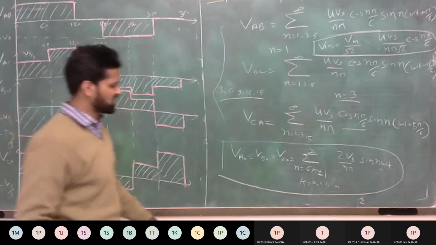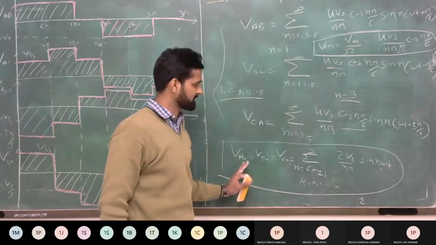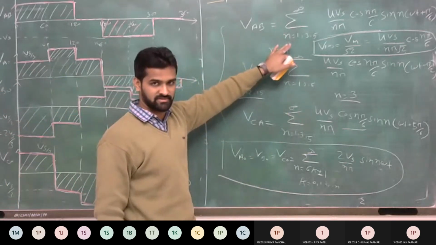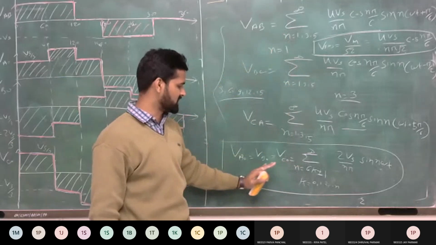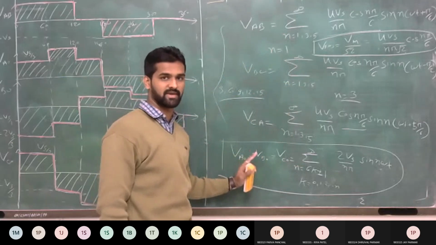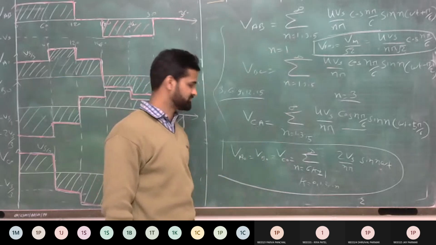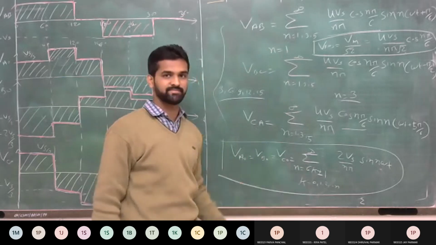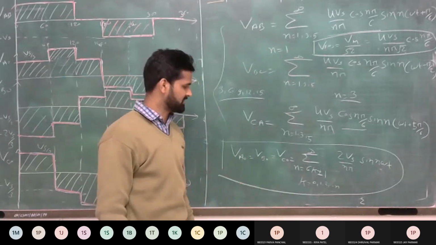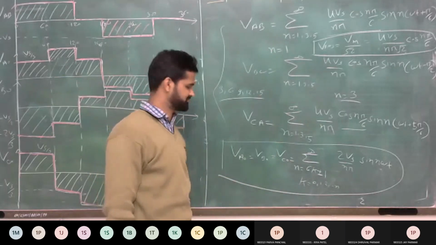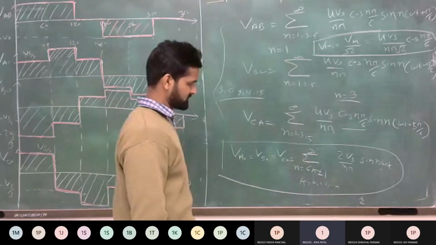Now what is the RMS value of phase voltage? Same like this. This is the RMS value of line voltage. Now what is the RMS value of phase voltage? Can anyone give me the answer? RMS value of fundamental component, so also on this equation. RMS value of fundamental voltage, phase voltage. Root 2 Vs by n pi.